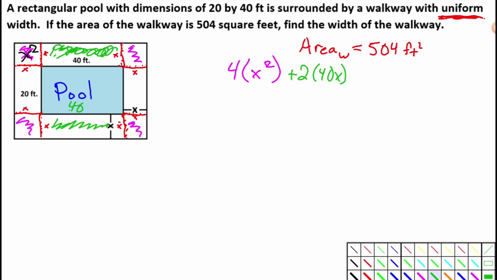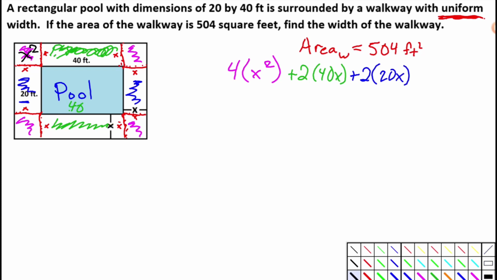All right, and the last little part, we have this little section over here. We have this section right here, and this section right here. So that gives me 2 pieces, or 2 areas, that are 20 by x, so that's going to be 20x.